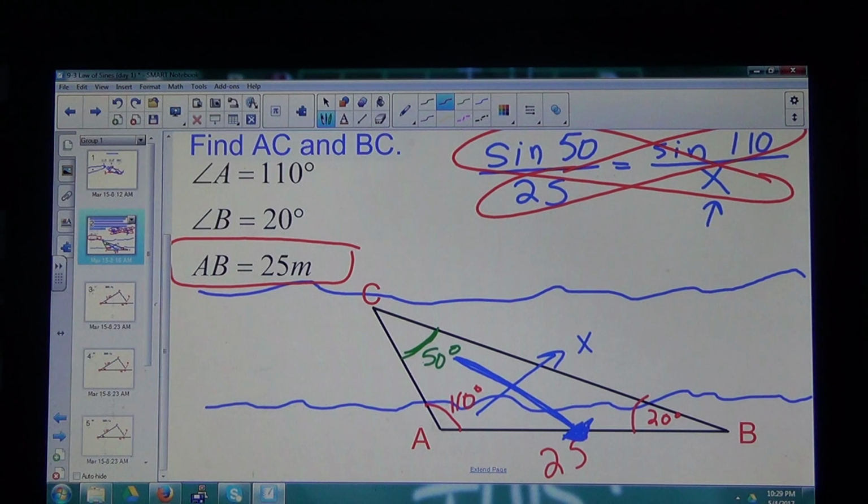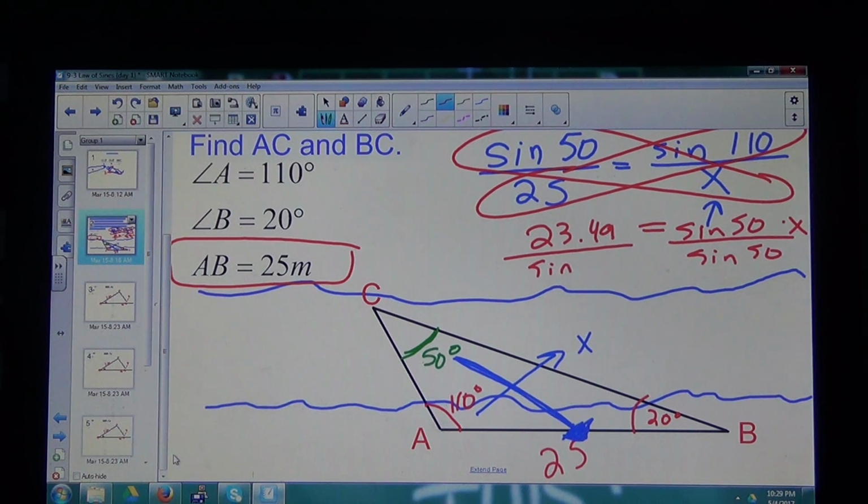Okay, and that gives me 23.49. And that will equal sine of 50 times x. Okay, and how do I get x by itself? I'm going to divide by the sine of 50. What you do to one side, I do to the other. So now in my calculator, I would just go divided by sine 50 and hit enter. And therefore this x is going to be 30.7 meters.